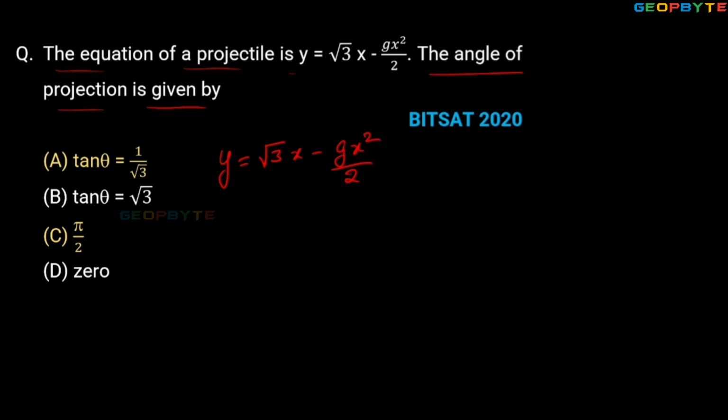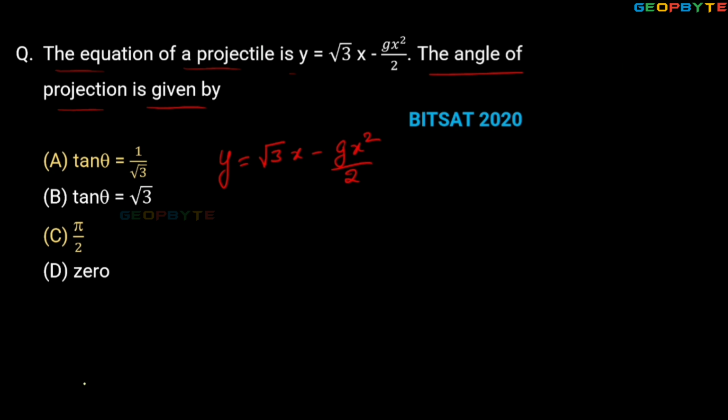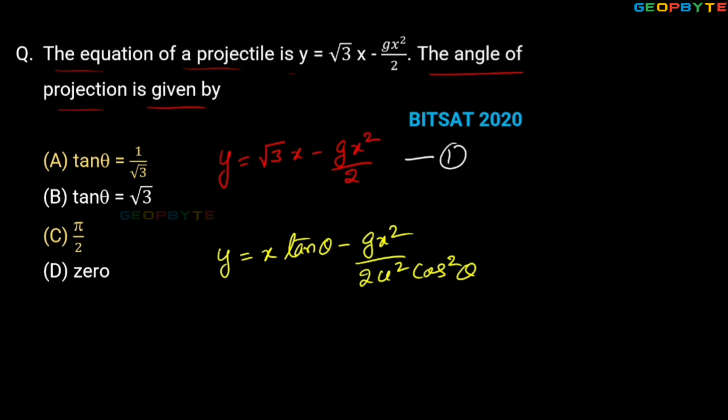Okay, very simple. As we all know, the vertical distance covered by the projectile y equal to x tan theta minus g x square by 2 u square cos square theta. Okay, now let us compare equation 1 and equation 2. Y equal to, right, x, then this tan theta must be equal to root 3. Tan theta equal to root 3, that is the answer.